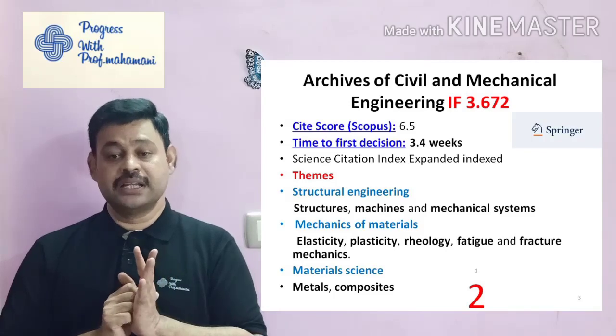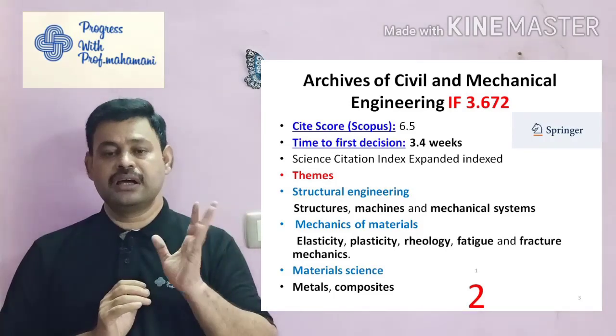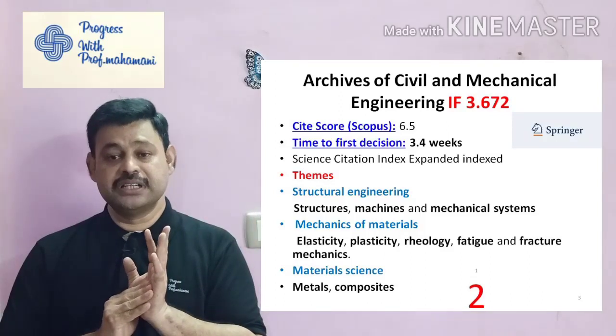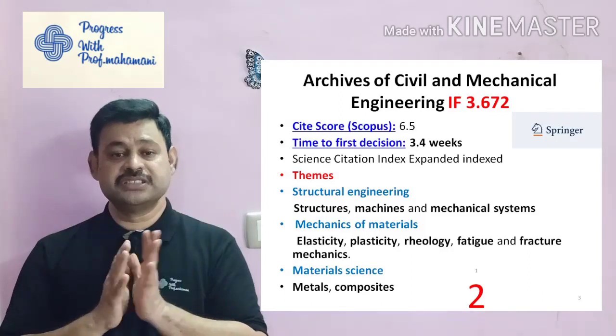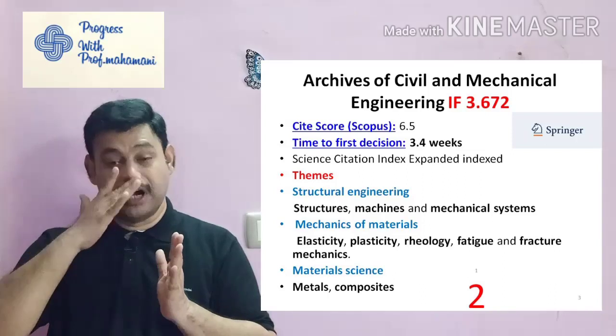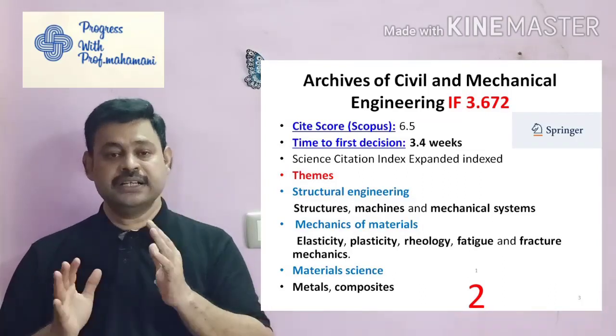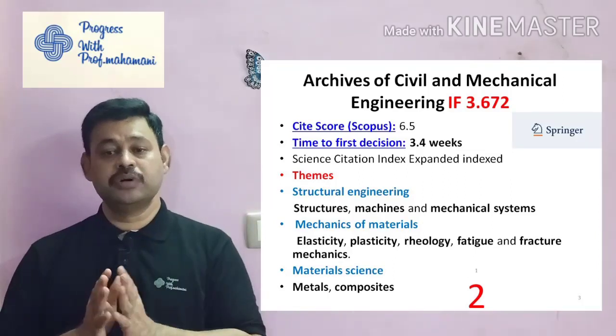Then the material science category: all the metals, hybrid metals, any nano metals, composite materials, polymer composites, then polymer materials. So any material, any category. So this is also a general journal. Any category, you can submit your paper.